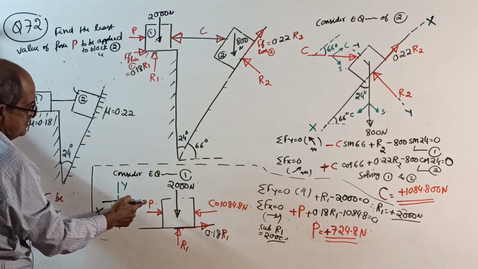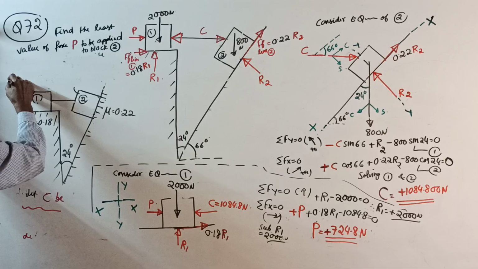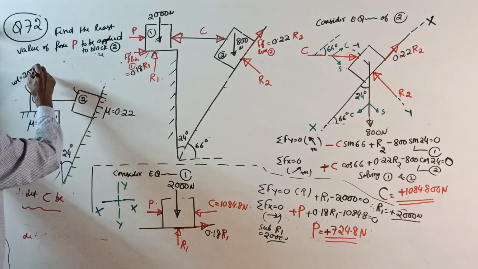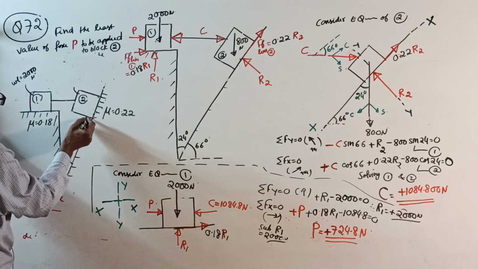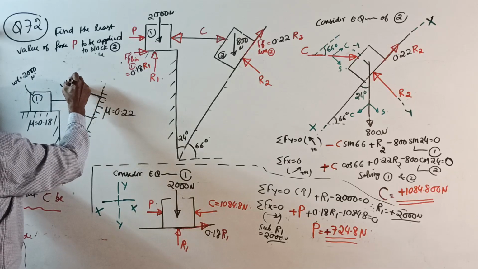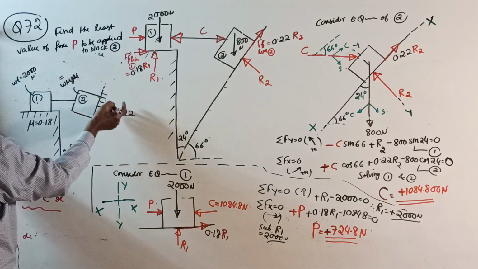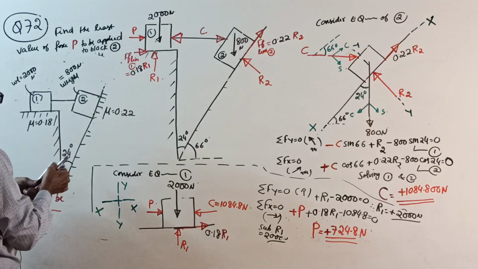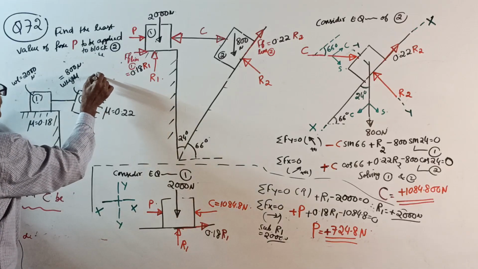This weight is how much? Same I will take. This weight is 2000 Newton, so that I can save the time. One minute. This weight, I will put here, weight equal to 800 Newton. This is all for me to understand. And then, now they want to see a force P to be applied here.